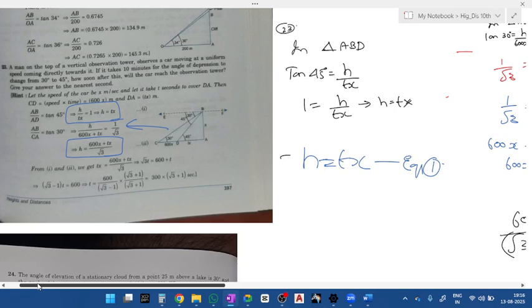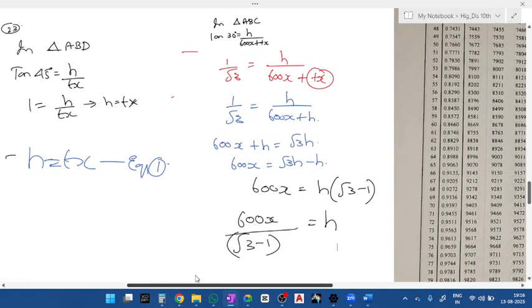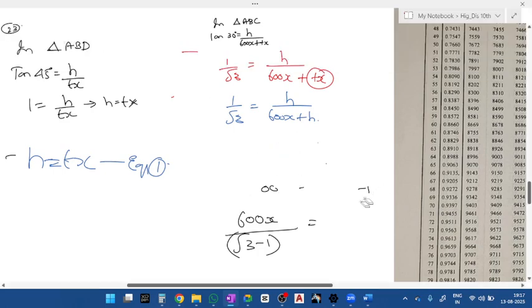What's the value given for distance between DA? Is it H or TX? H is given or TX is given? TX. So instead of replacing H, we need to find TX, students. We don't need H here. We need to find TX. So till here it is correct. Till here it's fine.